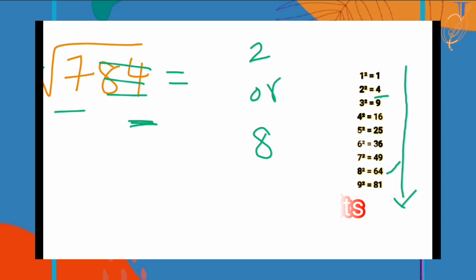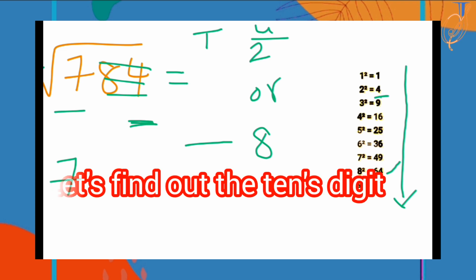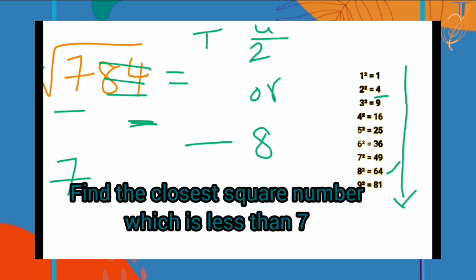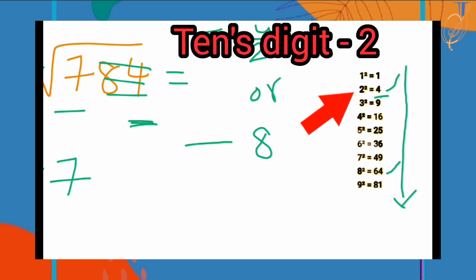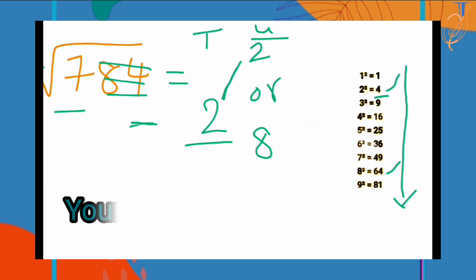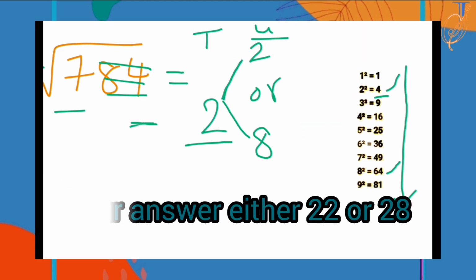Now we are left with the number 7. Now it's time to find out the tens digit. To find the tens digit, find the closest square number which is less than 7. So what is less than 7? 4 is there. So 4 is the square of 2. Your answer is either 22 or 28. We don't know. We have to find out.